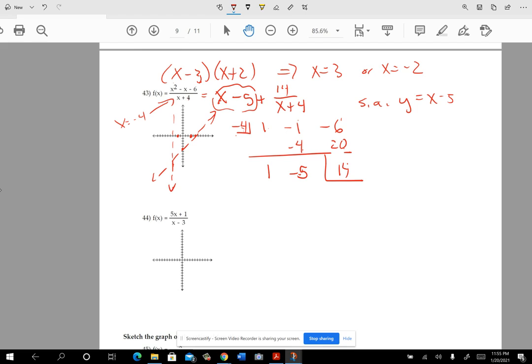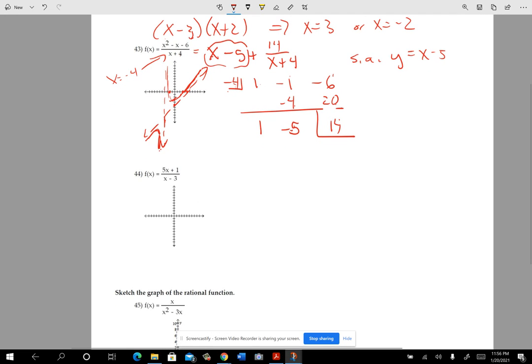Okay. And it looks like what's going to happen is I'm going to have something that goes there and then back around. I shouldn't draw it that way. It's got to cross at negative 2 and 3, and then it's got to get close to that slant asymptote. So it's going to do something like that. And then you'll have a piece over here as well.